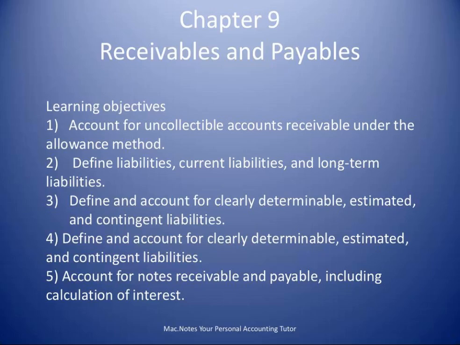Chapter 9, how we record receivables and payables. Our learning objectives here. Number 1, account for uncollectible accounts receivable under the allowance method. Define liabilities, current liabilities, and long-term liabilities.